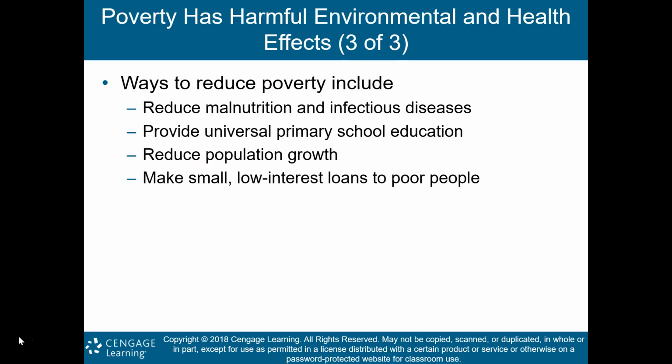Okay, so a lot of people think that one way to really tackle problems that we have in the environment is to reduce poverty. So ways to reduce poverty include reducing malnutrition and infectious diseases, providing universal primary school education for all children, and also for the estimated 800 million illiterate adults on the planet. Another way would be reducing population growth by elevating the social and economic status of women. So educate women, and this can help reduce poverty and provide access to family planning. And also a lot of people believe in making small, low-interest loans to poor people.